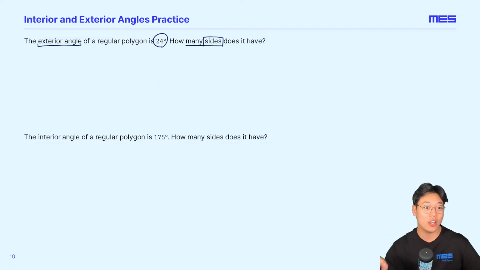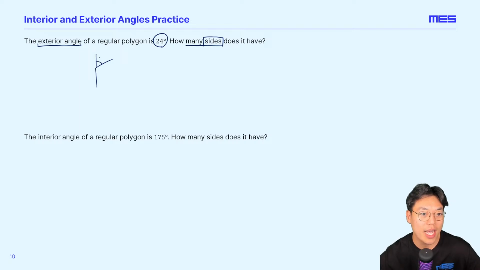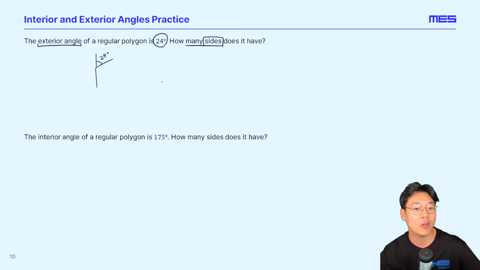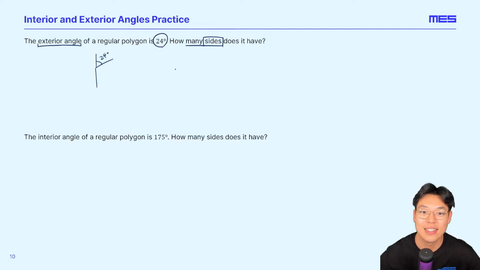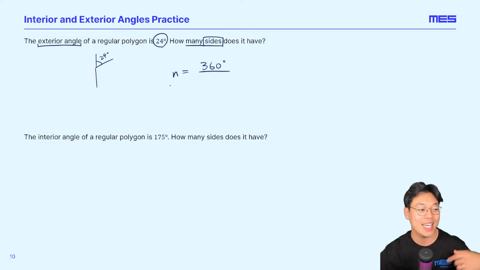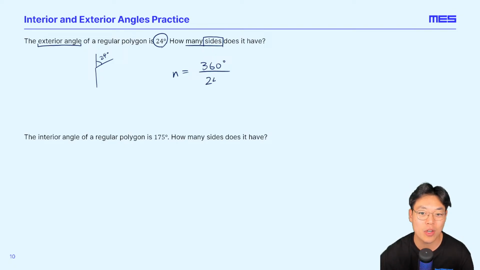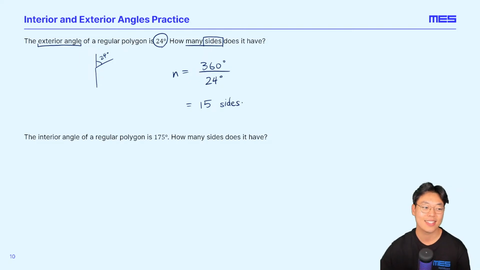Now we're practicing our knowledge of exterior angles, right? If we were to draw something like this, we know the exterior angle is 24 degrees. I want to know how many sides this regular polygon has, and we know that n will equal 360 degrees divided by whatever the value of that exterior angle is. Great, Daniel. Thank you for helping us out. 360 divided by 24 degrees is 15 sides.